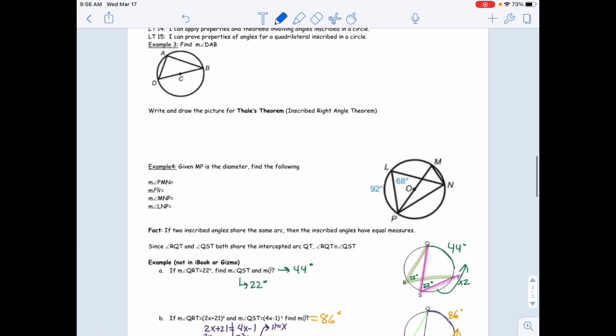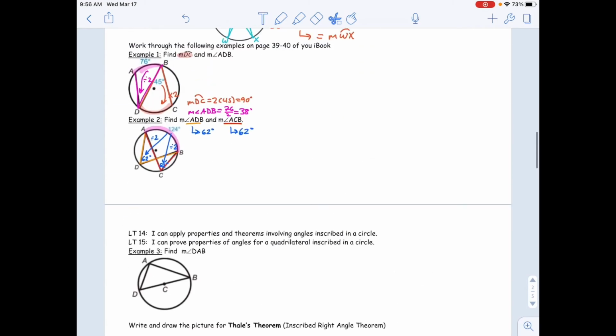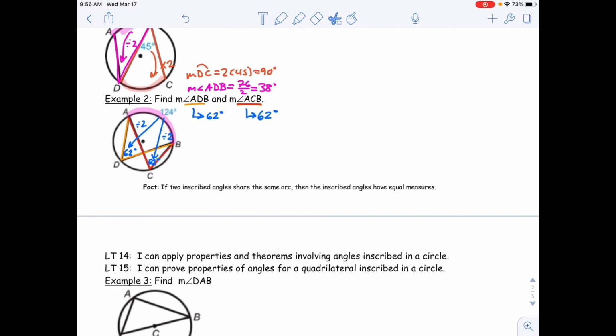All right, and it's even this fact right here. So let's go ahead and, oops, I'm going to move this fact up here. Copy, paste. All right, if 2 inscribed angles, in this case here, the inscribed angles was angle ADB and angle ACB. If they share the same arc, which was this arc AB, then they have equal measures, which we saw they were both 62 degrees. All right, that's pretty neat.